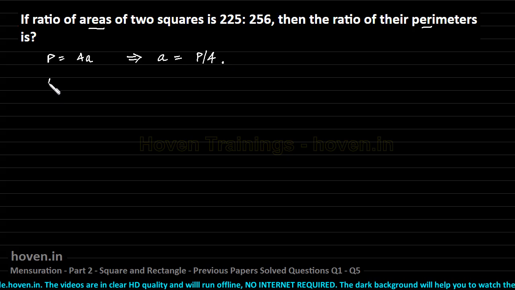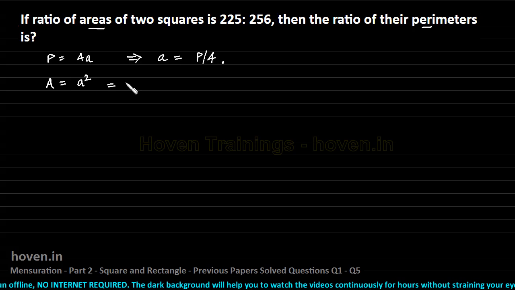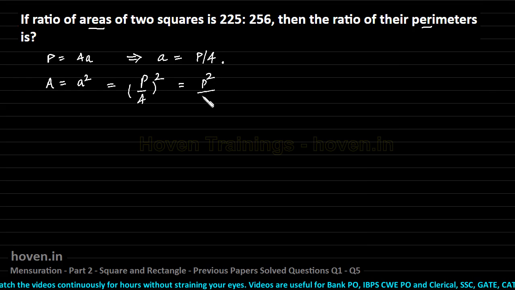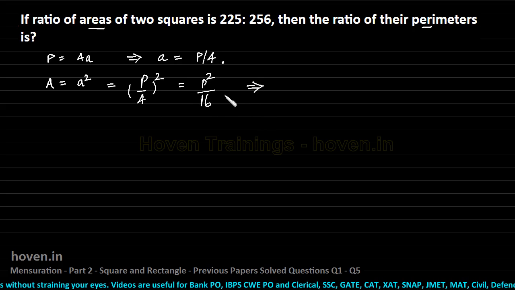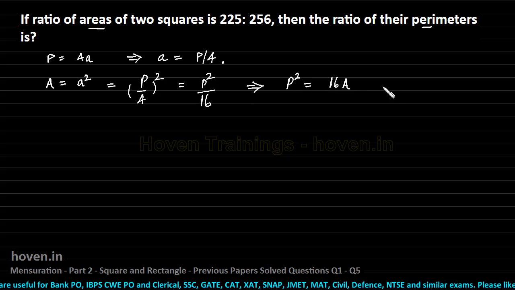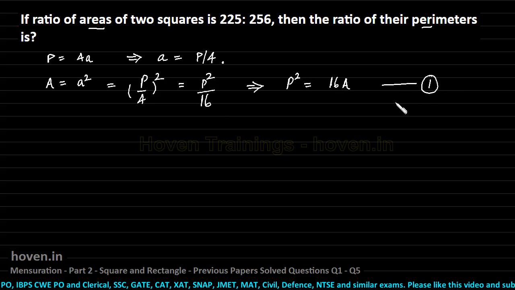We also know that the area of a square is equal to the square of a side. Now we can put this A into this, which is equal to (P/4) whole square. A has been put equal to P by 4, which is equal to P square over 16. Or we can write, which implies P square is equal to 16A, which is our relation that we can use. This is the relation between the perimeter and area of any square.